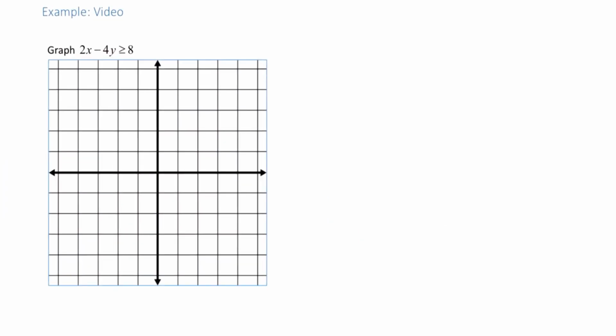For example, let's graph this inequality. Start by changing the inequality to an equation. Let's isolate y in order to graph this. We'll subtract 2x on both sides and then divide by -4. Y is equal to 1/2 x minus 2.